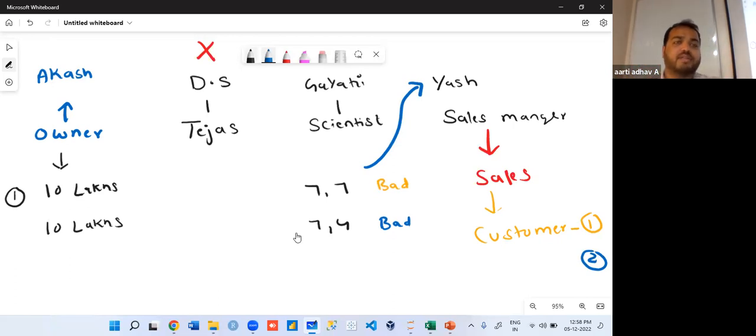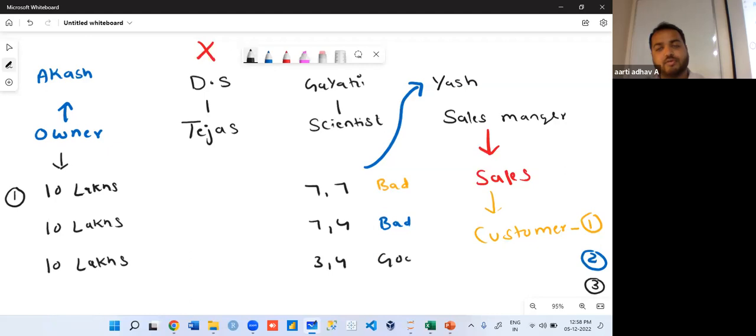Okay. Now let's go to the third one. He wants to take one more risk. Gayatri convinces him, let me try one more. Again, he has to spend 10 lakhs. Ye clear ho gaya. With a combination of 3,4 and given to customer number 3, rating comes to be as good. Who will be more happy? Akash. पैसे अभी आएंगे. Scenario clear हो गया.